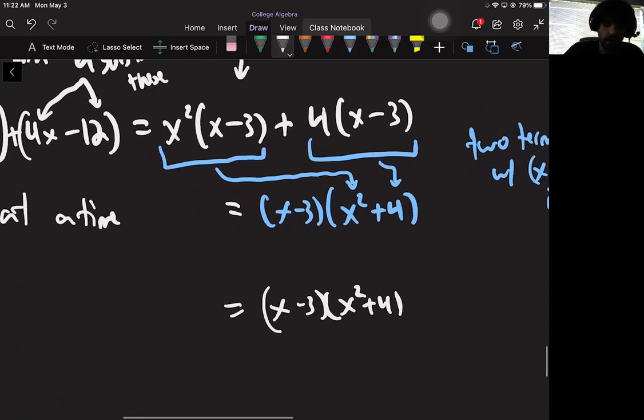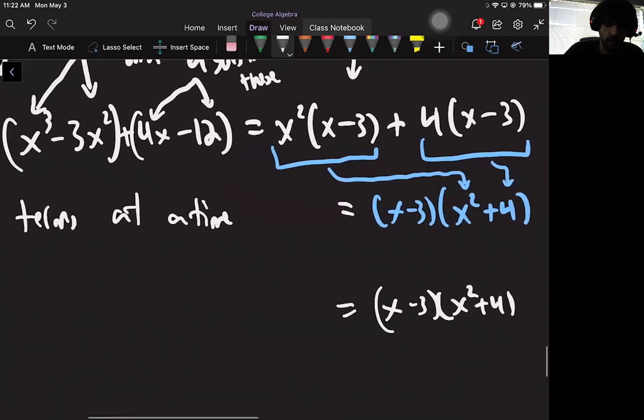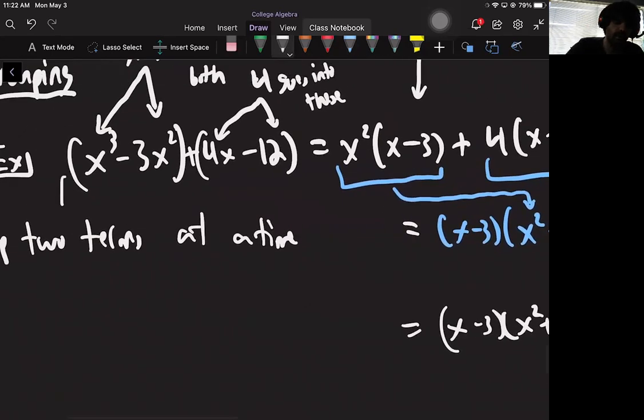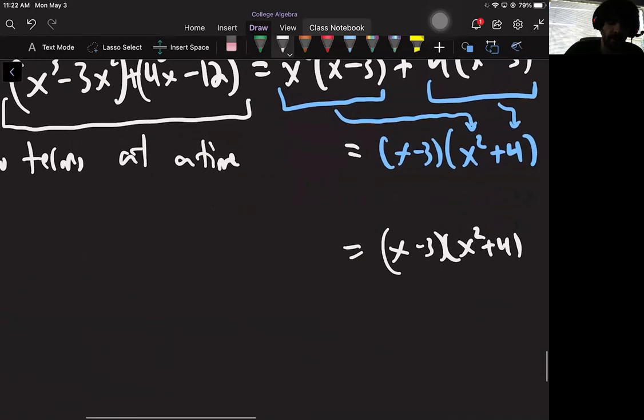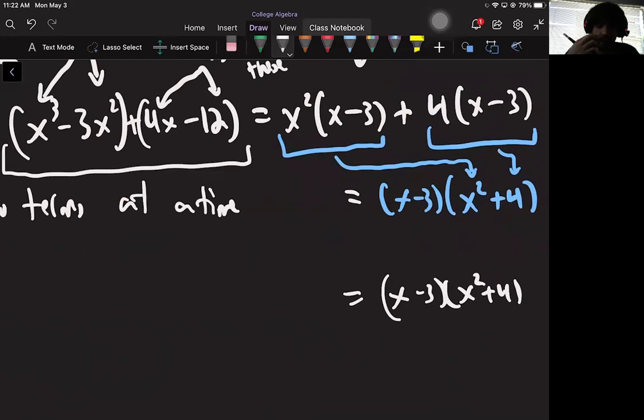So if you did long division, like we learned, if you started with this guy and you divided out x minus 3, you would end up with x squared plus 4 on the top. Vice versa, if you divided out x squared plus 4, you would end up with x minus 3 on top. So we did this without already knowing what would factor out.